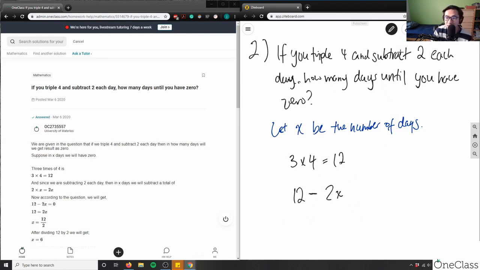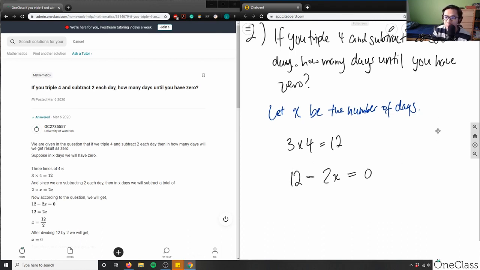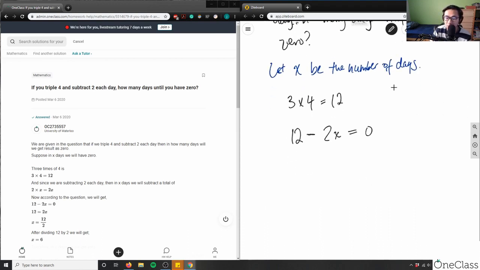And how many days until you have 0? Then you have to make the equation stating that this has to equal 0. So that's going to be my algebraic equation here. What we can do now is solve for this expression. In order to do that, we can isolate our variable.